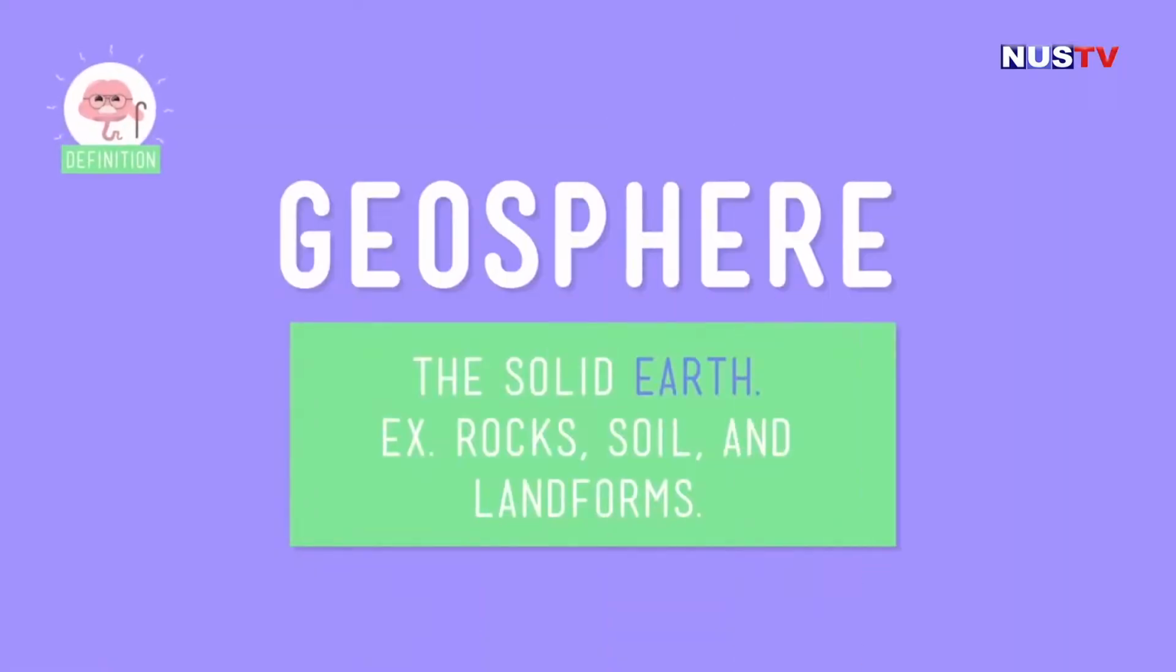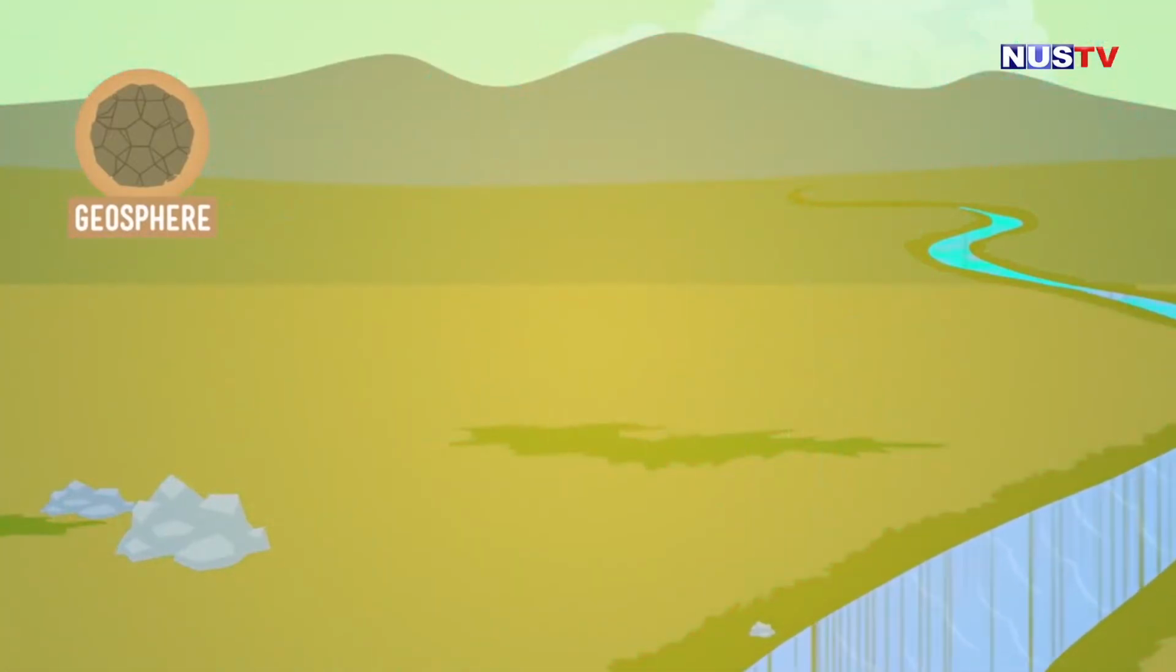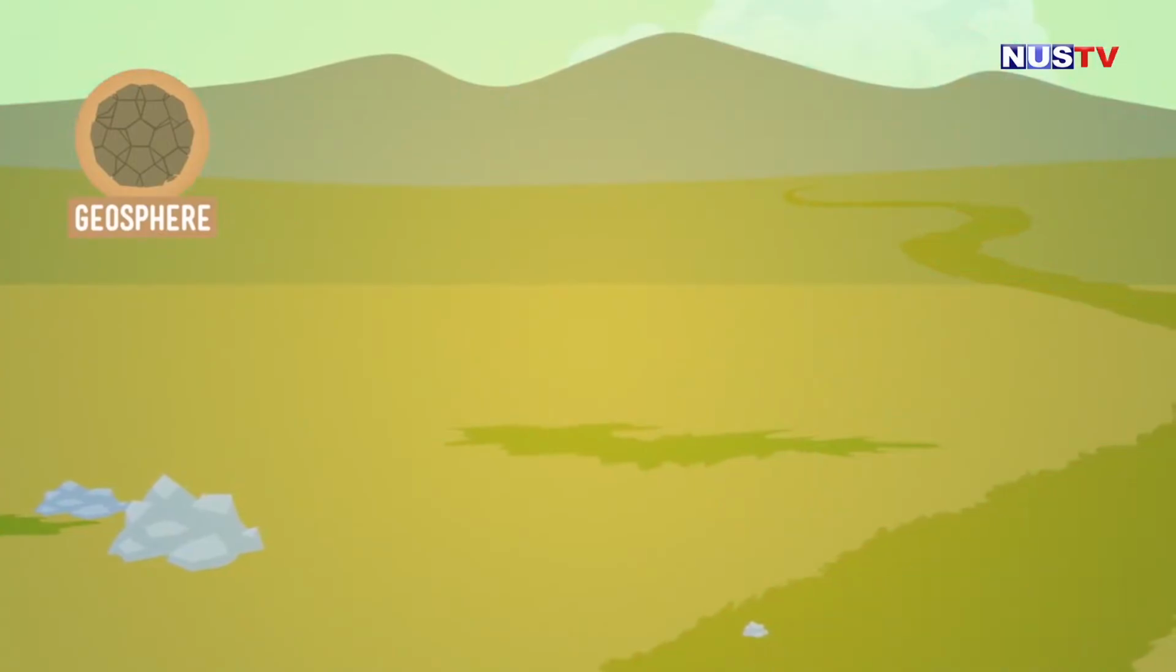Let's start with the geosphere. We know that there's nothing alive in the geosphere, so we can rule out all the plants and animals. Water is also part of a different sphere, but we'll talk about that later.